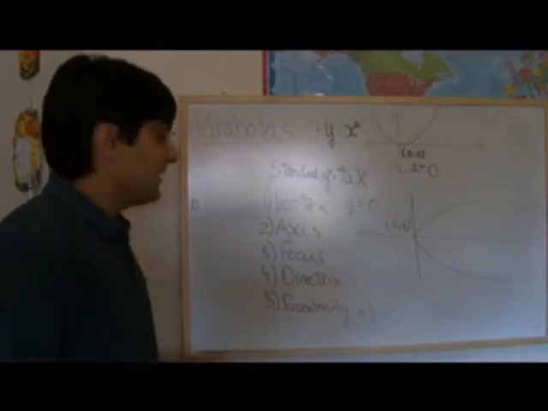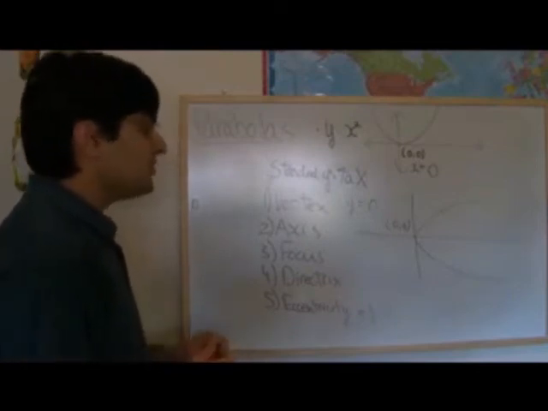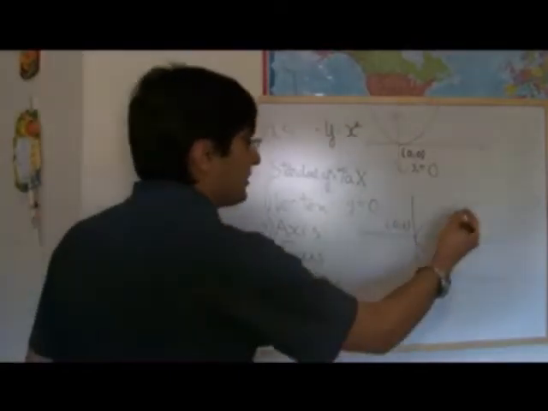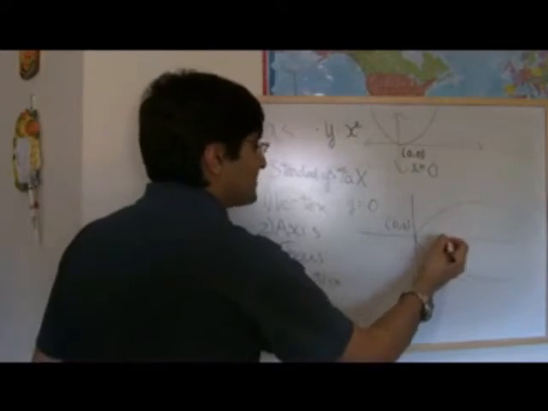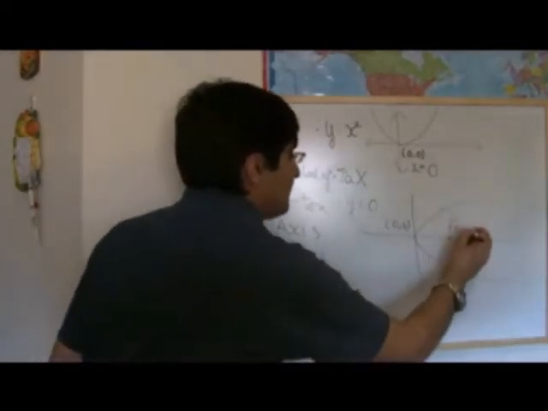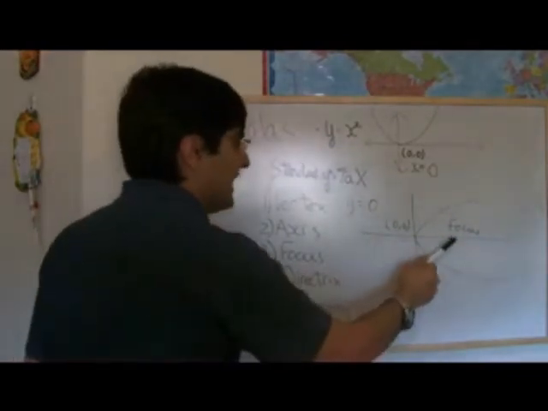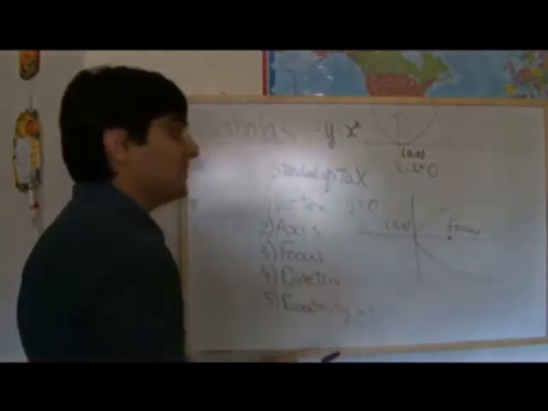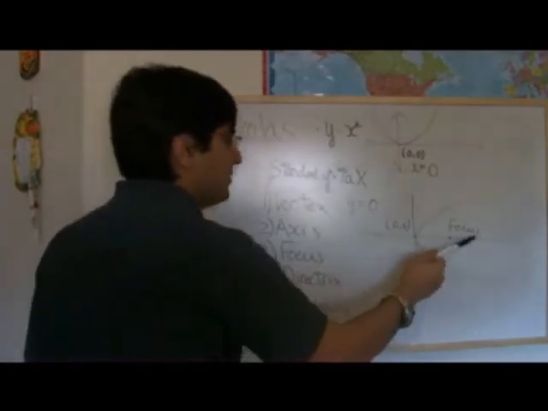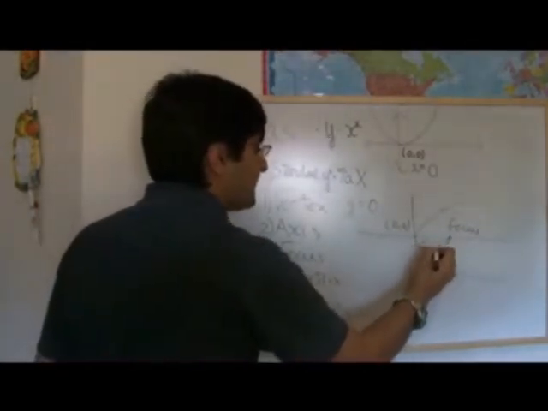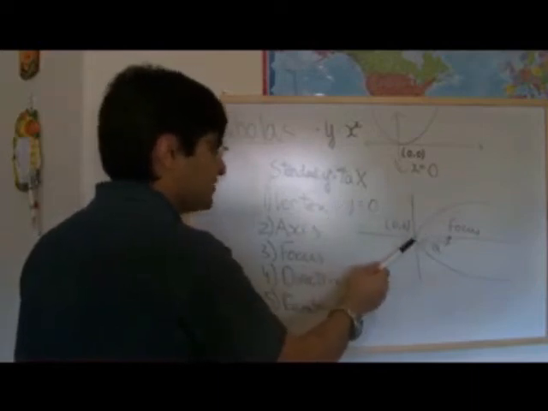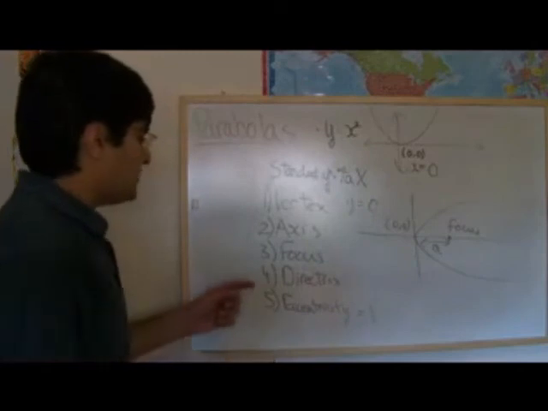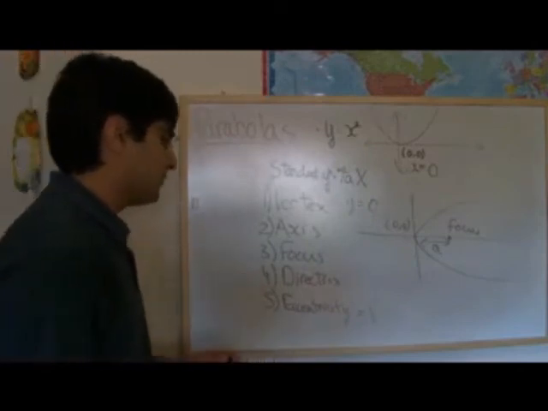What's the third feature I look for? The third feature is the focus. The focus is a point in the interior of the parabola, i.e. within the U-shape of the parabola, that lies on the axis. Just label that here. The focus is a fixed point on the axis that is a fixed distance from the vertex. The distance between the vertex and the focus, this distance here, is a. This constant that I was talking about in the standard equation refers to the distance between the vertex and the focus.